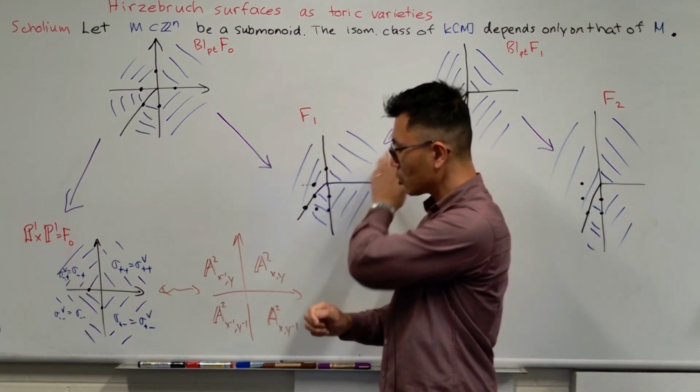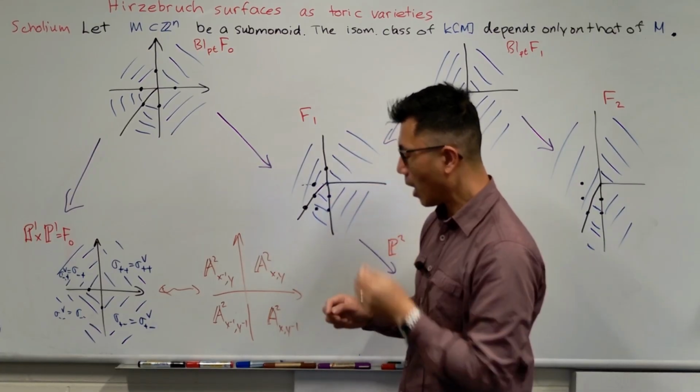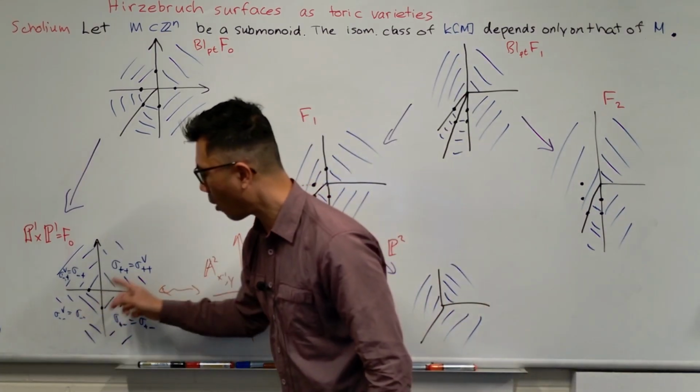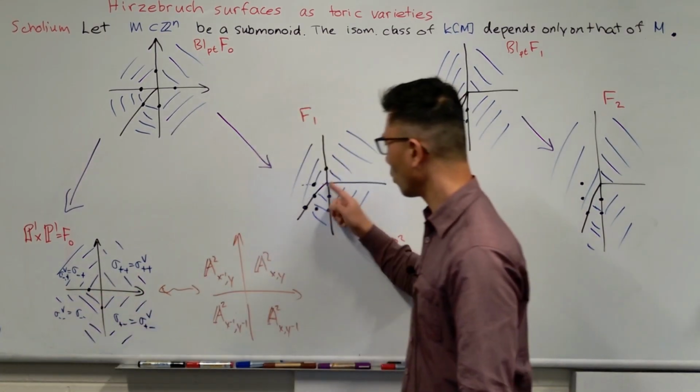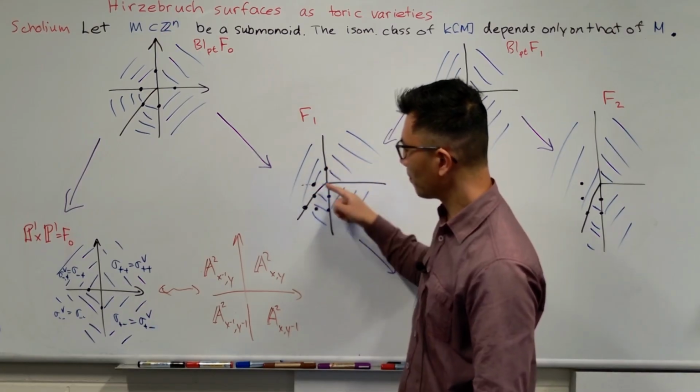This is, again, just a copy of the affine plane. This is a copy of the affine plane. And if you remember how it worked when we do the blow-up of a cone like this, it will also be a copy of the affine plane. But what is this here?